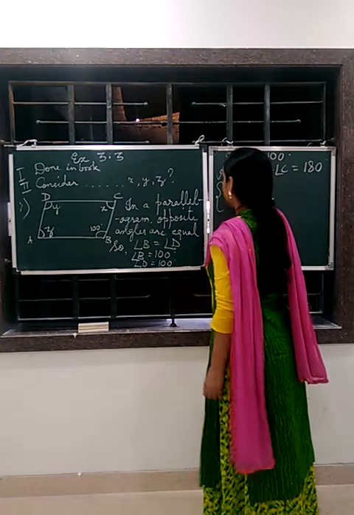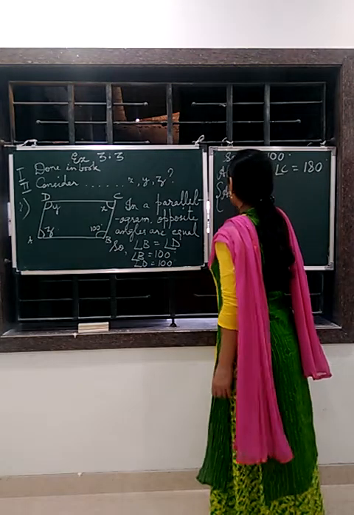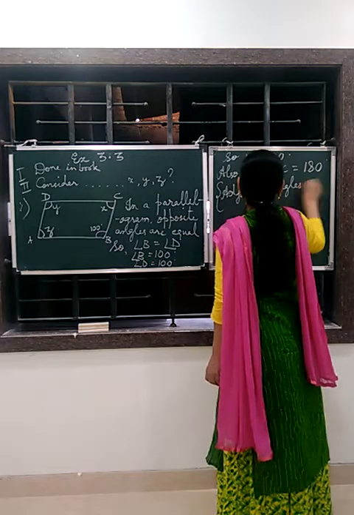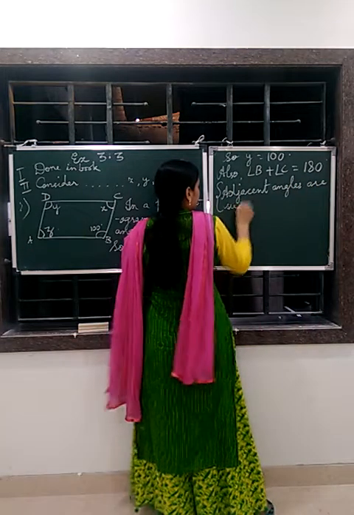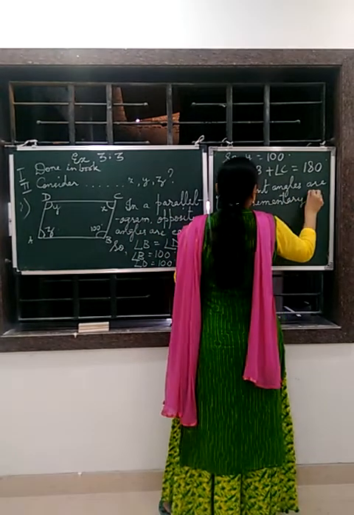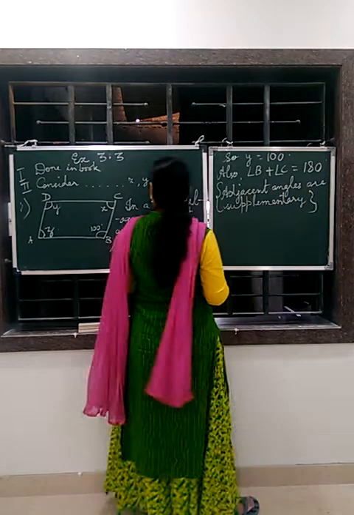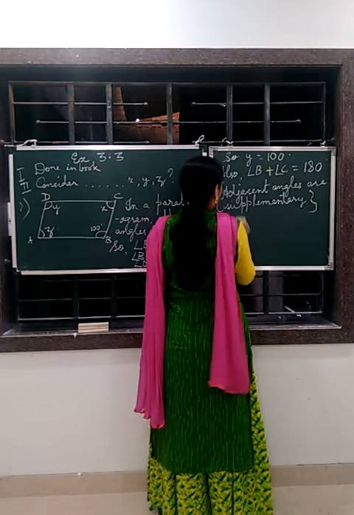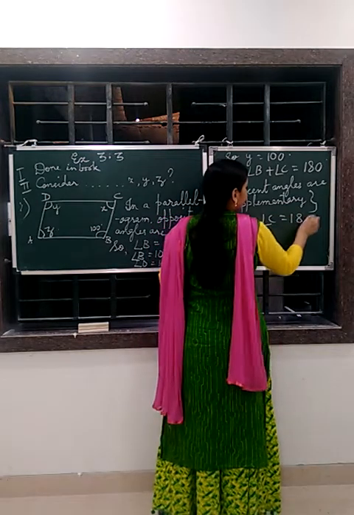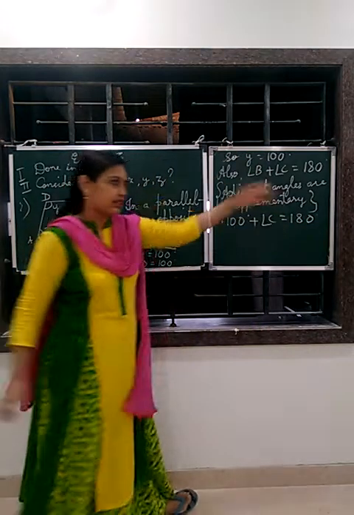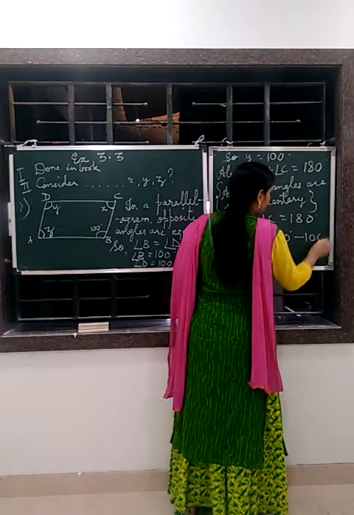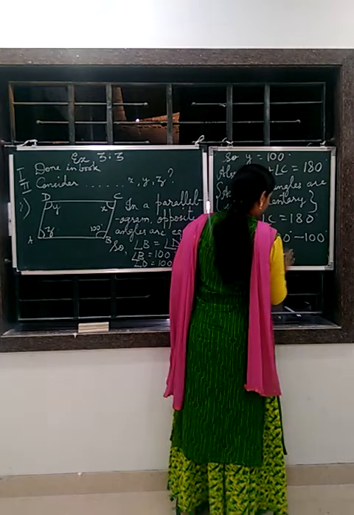You will write in brackets which angles? Adjacent angles are supplementary. Now we put the value of B, that is 100. So 100 degrees plus angle C is equal to 180 degrees. This 100 will be transposed to that side. It is positive, it will become negative. So 180 minus 100, angle C is 80 degrees.